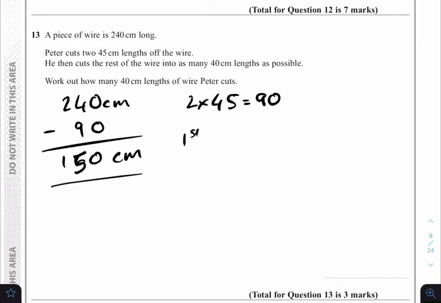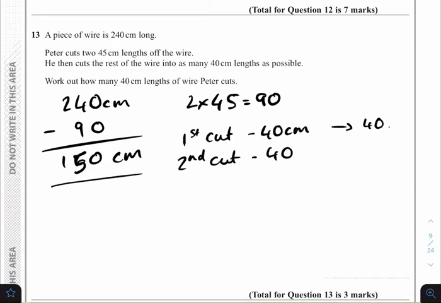So we can do first cut 40 centimeters, and cumulatively, which also means in total, running total, is 40 because this is the first one. So the second cut is another 40 centimeter piece.